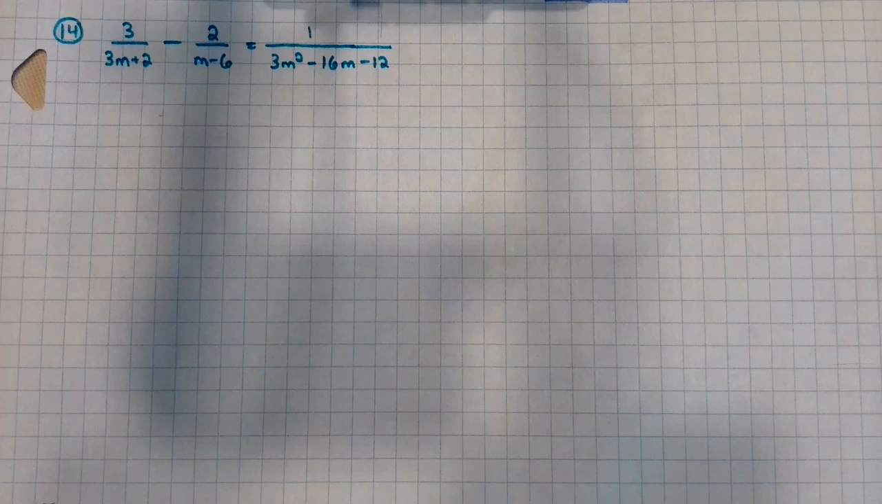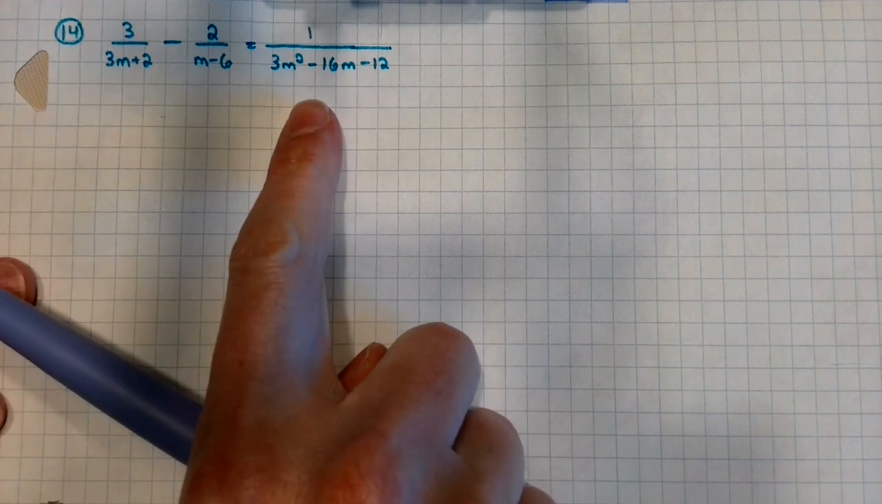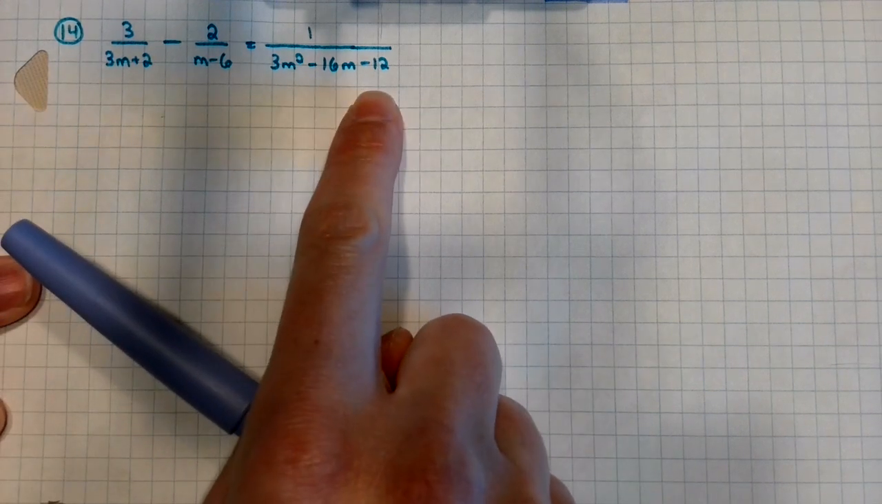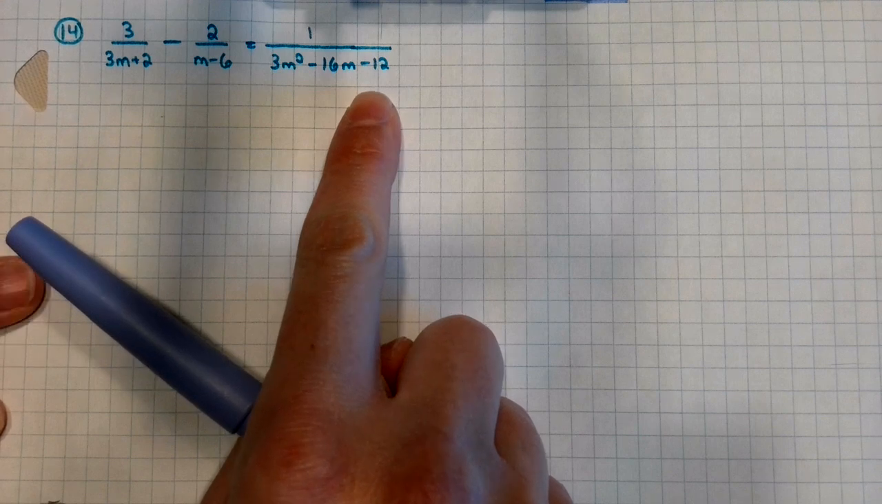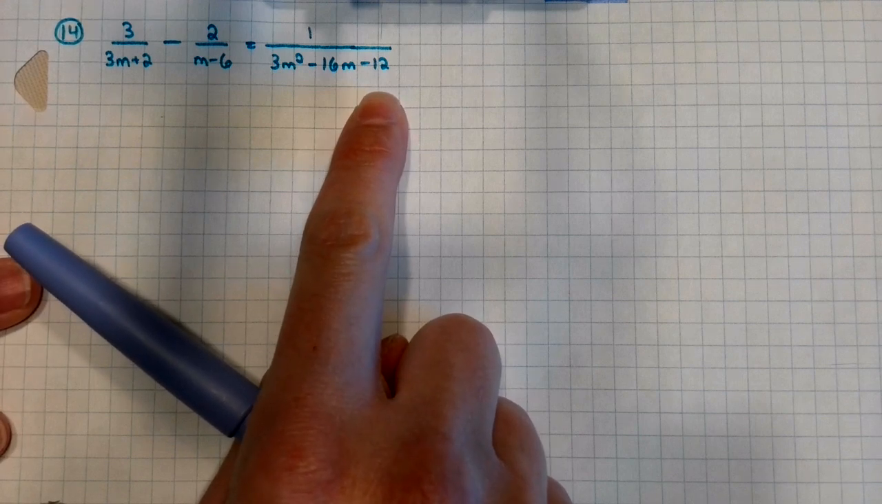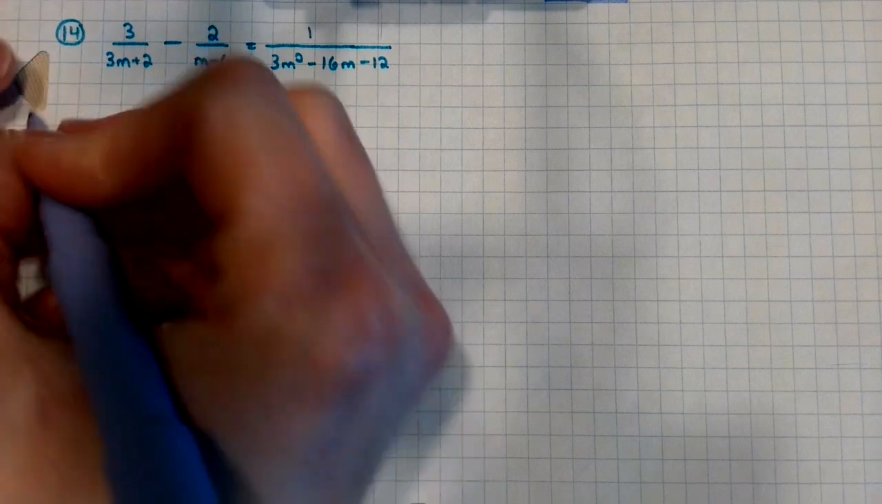The next example we're going to take a look at is number 14. This rational equation has quite a bit going on in the denominators, and so the least common denominator is going to be a little bit more involved to figure out because we will have to factor this quadratic expression on the bottom on the right hand side in order to help us figure out what the least common denominator is. So I will go through the steps for that.